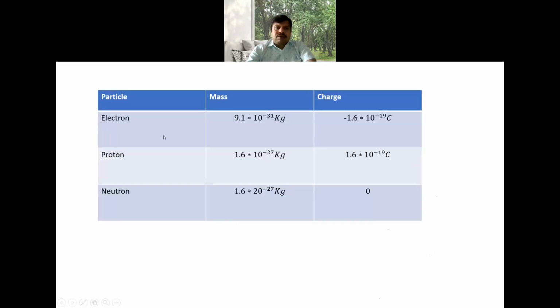Now, these are the basic statistics: the electron has a mass of 9.1 into 10 power minus 31 kg, and a charge of minus 1.602 into 10 power minus 19 coulombs. The proton charge is equal to the electron charge but opposite in nature, and the proton is about 1837 times the mass of an electron, so it will be about 1.6 into 10 power minus 27 kg. And the neutron is almost equal to the mass of the proton, having no charge. That is, the charge of the neutron is 0.